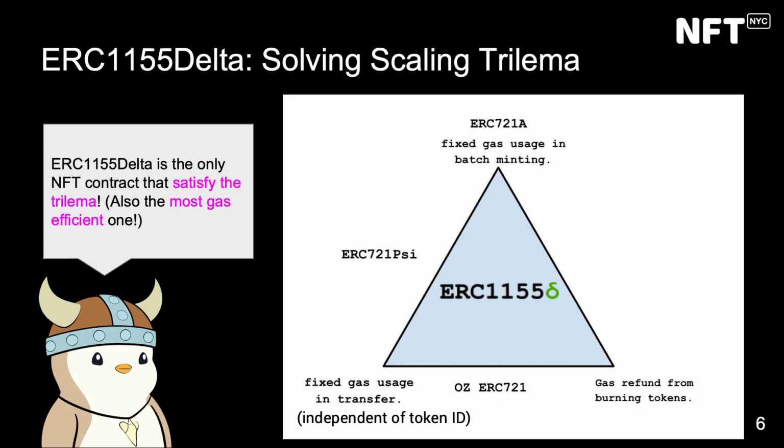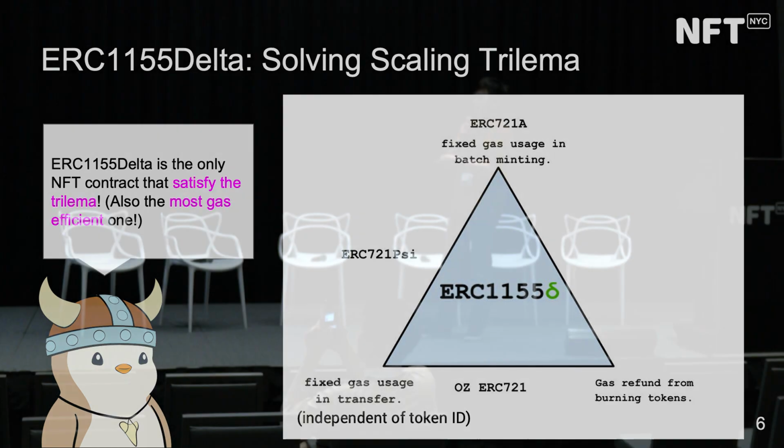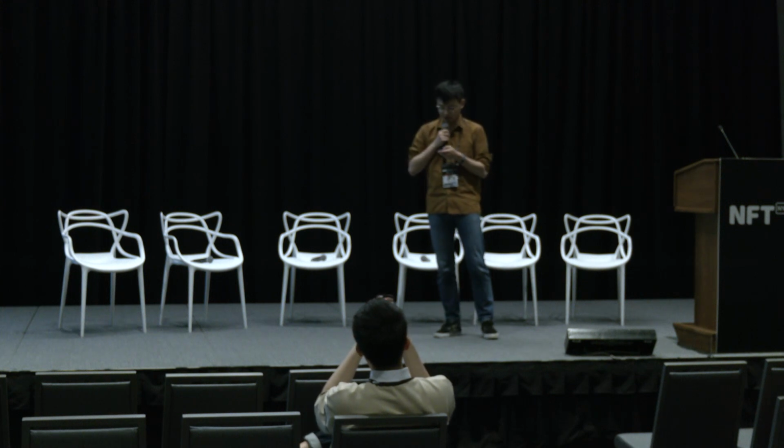ERC-721A is good for minting, but it scales poorly in transfer and especially burning. ERC-1155 Delta is the only token that can solve this trilemma. It uses the same amount of gas for minting multiple tokens, the gas for transfer is fixed, and when you burn the token, you also get a gas refund. For more details, you can Google it and see our website, which has a more detailed benchmark.